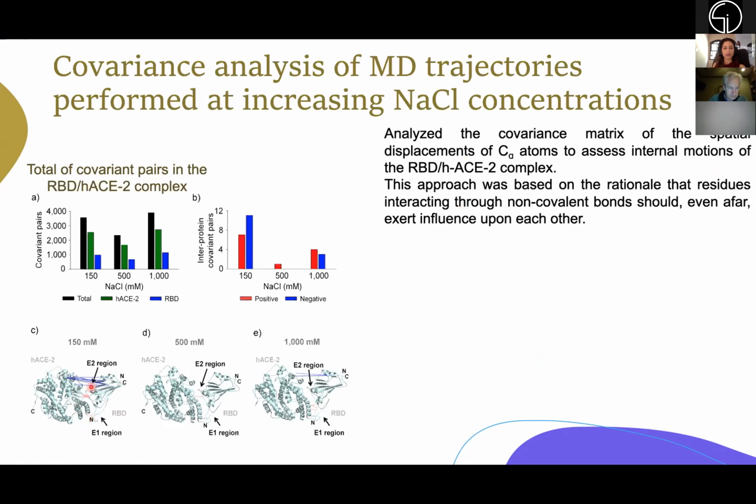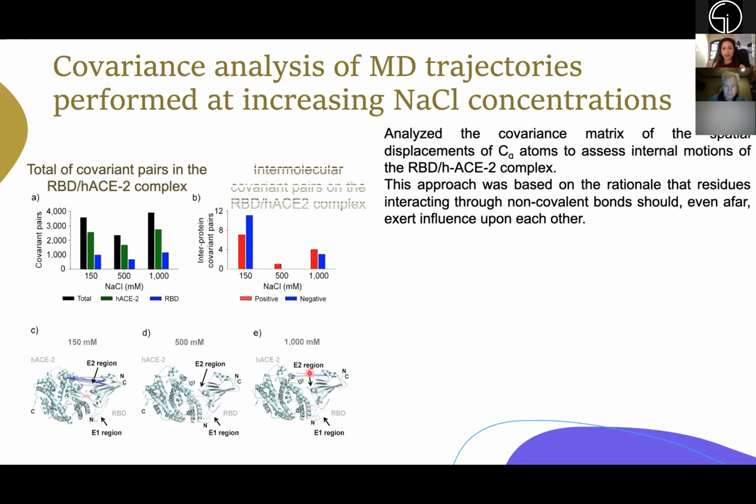This is the human ACE2 and the spike. So it's interesting that in the 3 different salt concentrations that we performed the molecular dynamics, you observe that at 150 millimolar, you have a lot of covariance shown here in the interface. That almost disappeared in 500 millimolar, and recovered in 1000 millimolar.